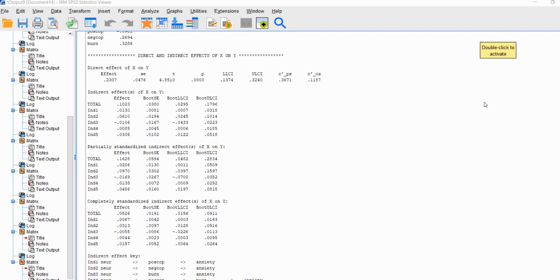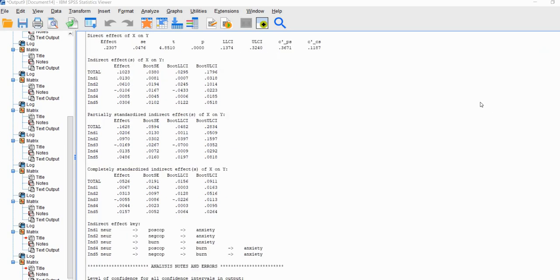But when we scroll down a little bit further, we have a table containing various indirect effects. Up here in this table, what we have are unstandardized indirect effects. You'll also see tables with partially and completely standardized indirect effects, and we're not going to spend any time on those. We're going to be focusing mainly on the unstandardized effects. I also want to mention that at the very bottom you're going to find a legend for each of the indirect effects. It says indirect effect key, with IND1 through IND5. For IND1 it's neuroticism to positive coping to anxiety. That's the first specific indirect effect. The second, IND2, is neuroticism to negative coping to anxiety. The third is neuroticism to burnout to anxiety.